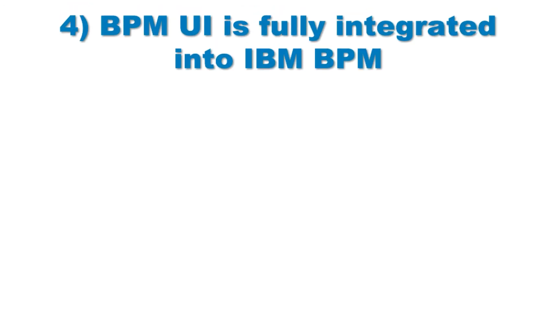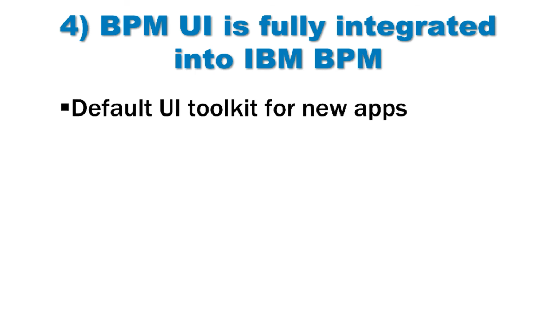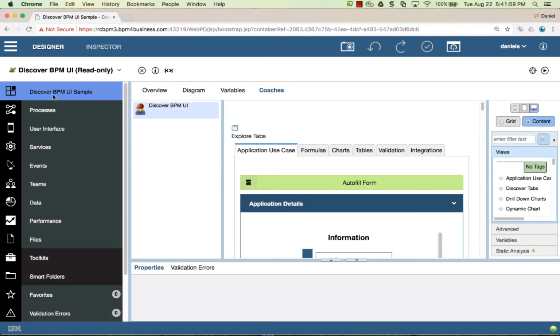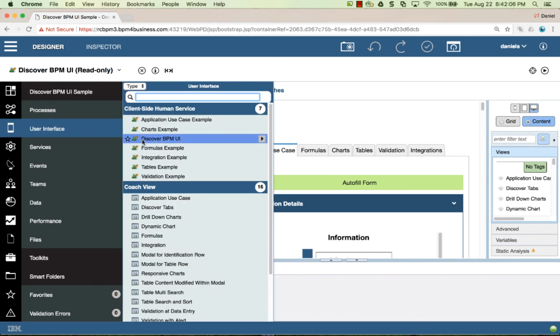BPM UI is fully integrated into IBM BPM. We've already shown you that BPM UI is now the default UI toolkit for all new apps. To get an even better idea of what BPM UI provides, IBM is now shipping a process application called Discover BPM UI Sample. Within that process application, you'll find a client-side human service that's called Discover BPM UI.